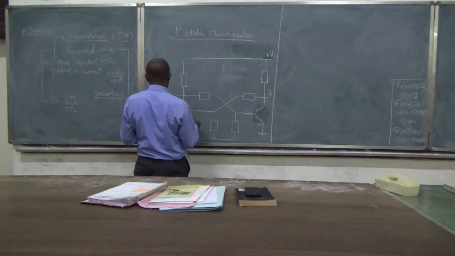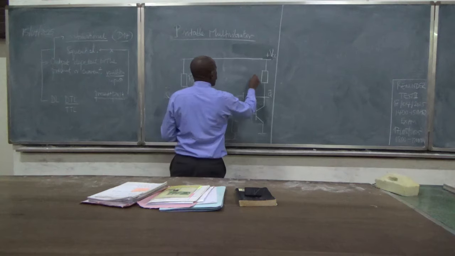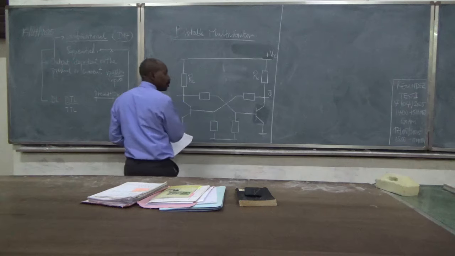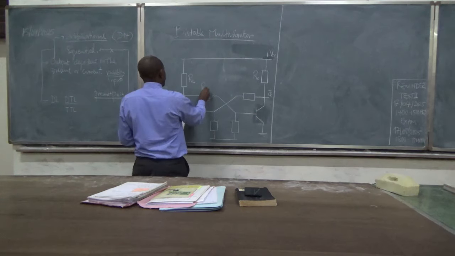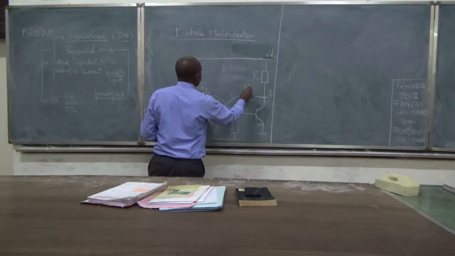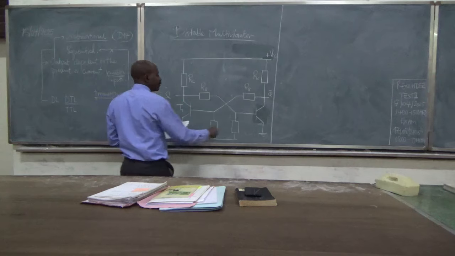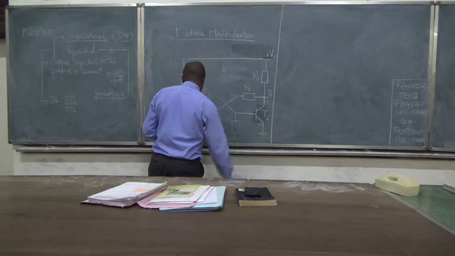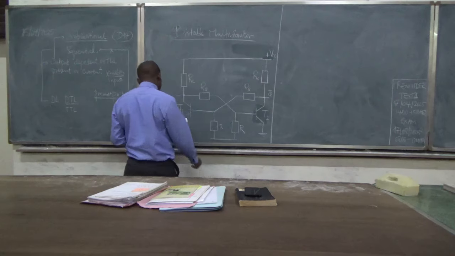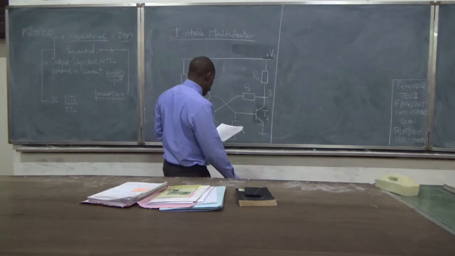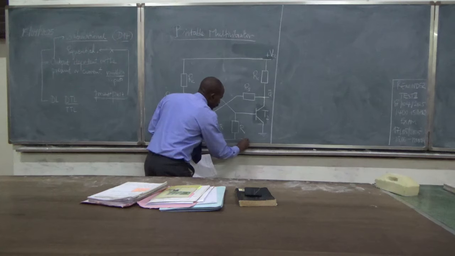Let me first label it. This is RC, another RC. These are identical transistors. Then we have RB, and then this is transistor T1, transistor T2, resistor R, and then this is minus VBB.